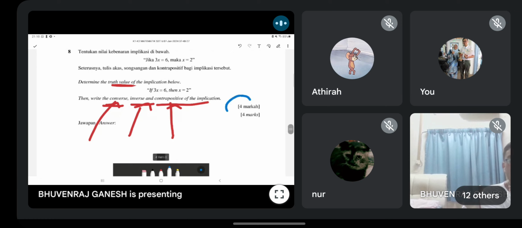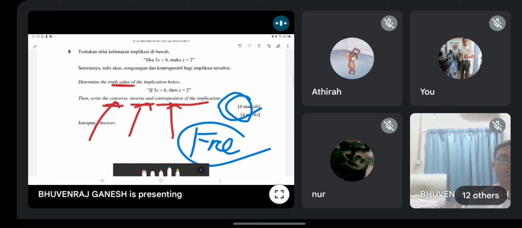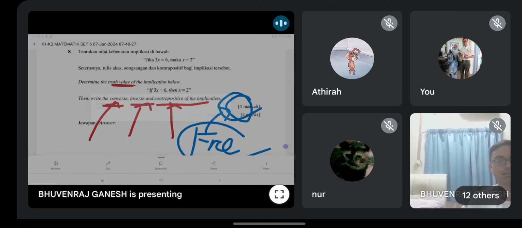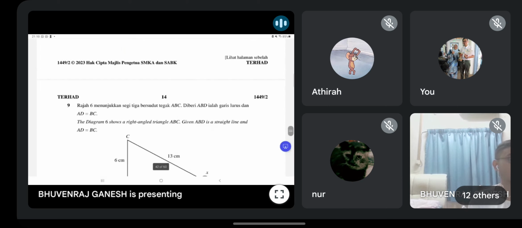Settle. Guys, 4 markah ni. Rasa free kan? This is free mark guys. Mengapa saya kata free mark? Kamu hafal, kamu dapat markah ni. Tak perlu kira apa pun. Nothing to count. If you memorize, you get 4 marks. Just like that. Okay? So, sangat beruntung lah kalau siapa yang study bab ni.